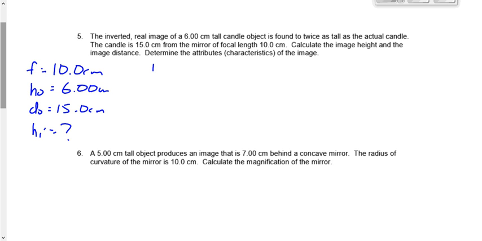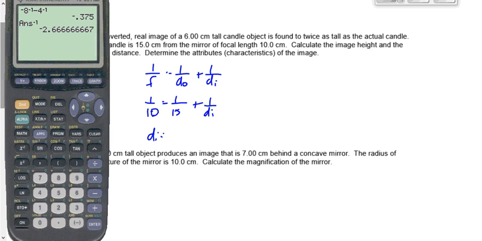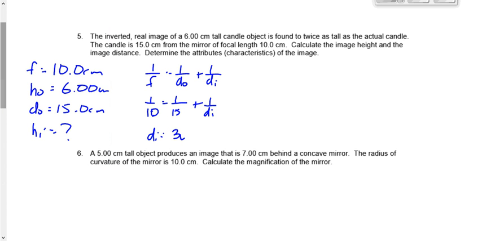I think for this one, we're going to say 1 over f is equal to 1 over do plus 1 over di again. Solve for di. Take the easy way out. 1 over 10, subtract 1 over 15, gives me a value of 0.033. Flip it over. We get di is 30. And then let's say hi over ho equals negative di over do.